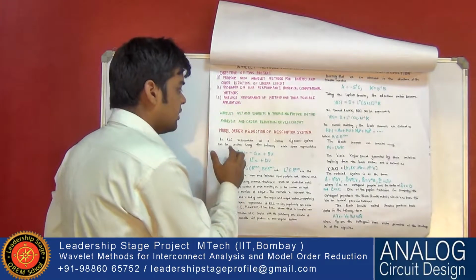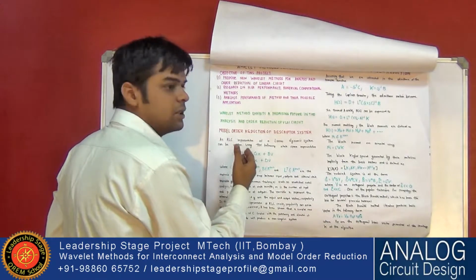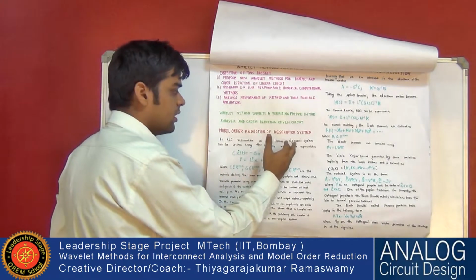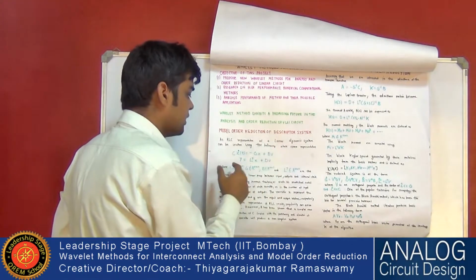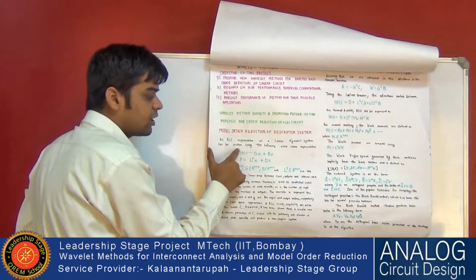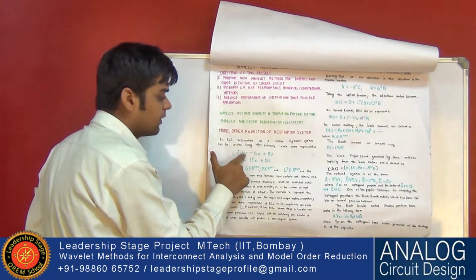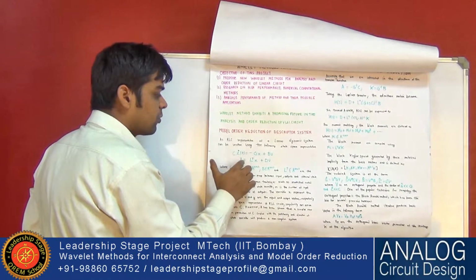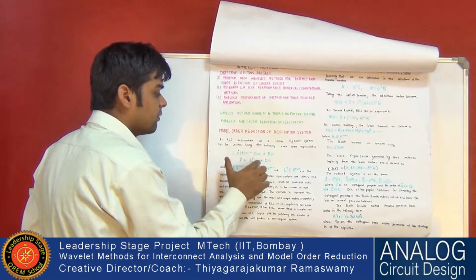The RLC representation of a linear dynamic system can be written using the following state space representation: C x dot(t), where x dot represents the first derivative of x(t), equals minus G x plus B u, and y is the output, L transpose x plus D u.